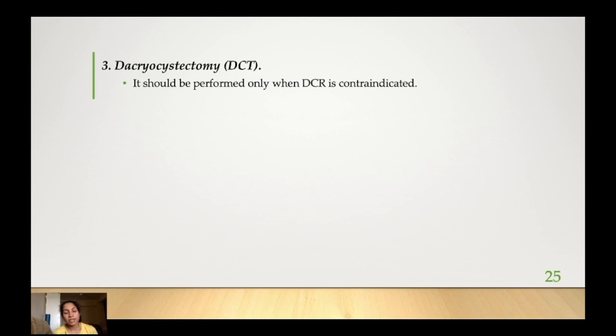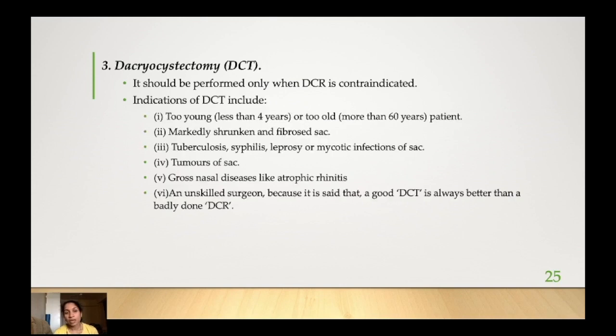Dacryocystectomy. Dacryocystectomy is removing of the lacrimal sac. So it should be performed only when dacryocystorhinostomy is contraindicated. The indications of dacryocystectomy are: too young, less than 4 years of age, or more than 60 years of age. Markedly shrunken and fibrosed sac. The sac is already fibrous, so there is no need of reconstructing it, right? So we can remove that one.